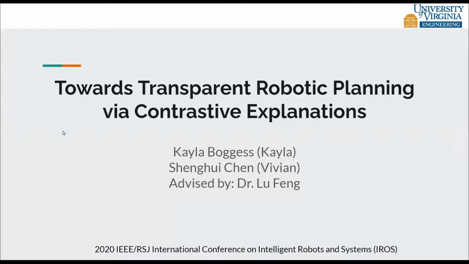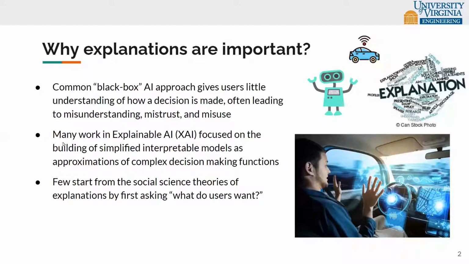We're from the University of Virginia and we will present our recent work, Towards Transparent Robotic Planning via Contrastive Explanations. In recent years, we are seeing more and more black box robotic systems that usually give lay users little understanding of how a decision is made or why an action occurs.